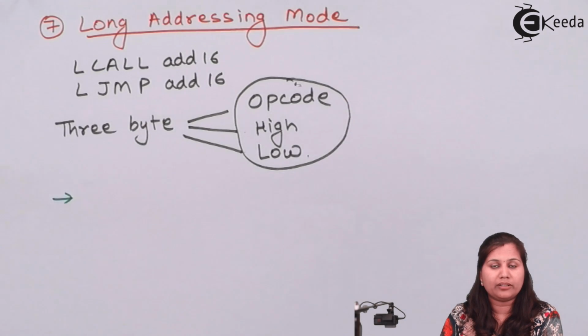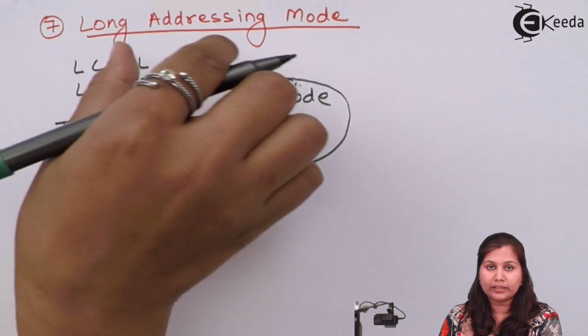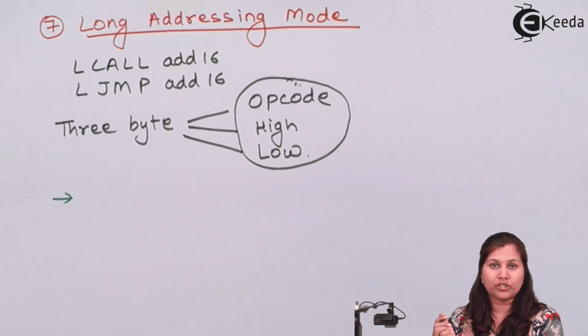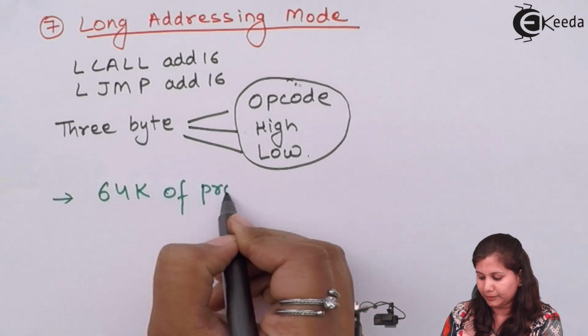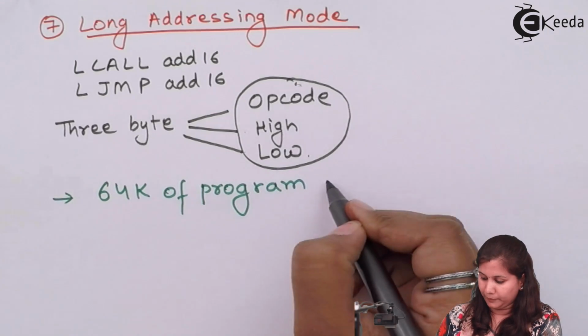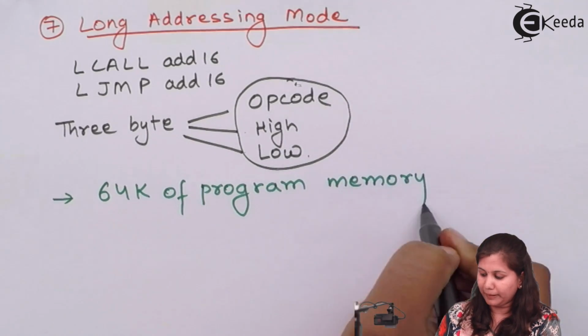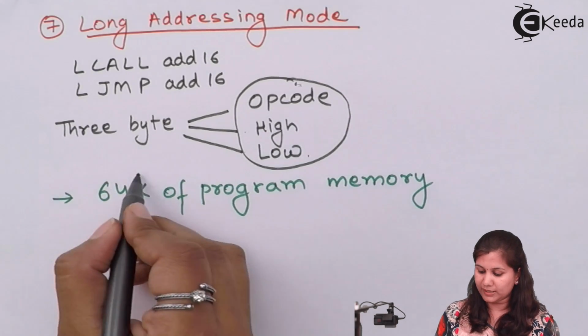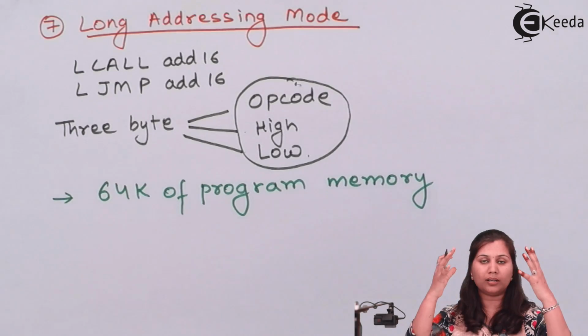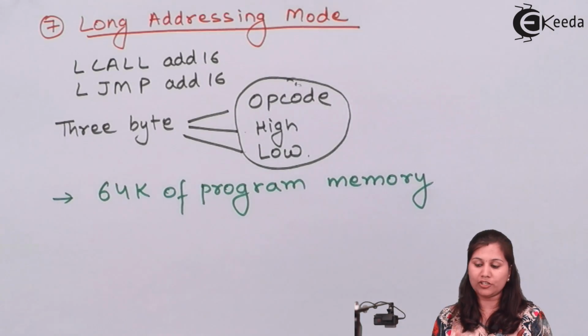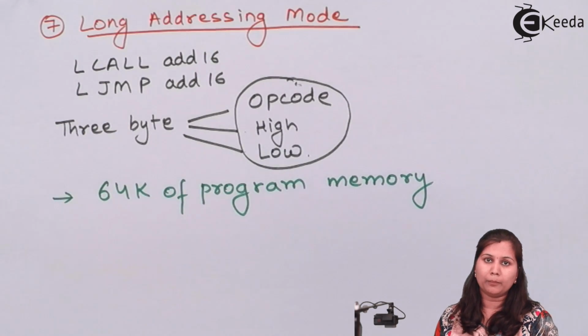Now, as in the absolute addressing, we studied that the instructions, they jump or call the memory location which is located within the 2 kilobytes of the program memory. Whereas in the long addressing mode, the memory location can be anywhere in the 64 kilobytes of the program memory. So microcontroller can jump at any of the memory location which is there in this 64 kilobytes. So long addressing is used. The memory space available is very large. That is why it is called long addressing mode.